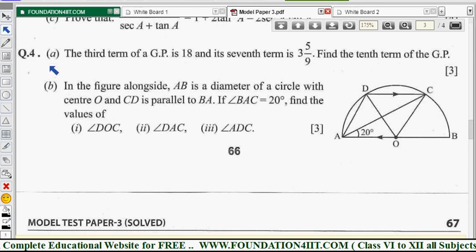So now in question number 4, the first one is from progressions, some geometric progressions. The third term of GP is 18 and its seventh term is 35 by 9. Okay, these two equations are given. Find the 10th term of the GP. So A10, we need to find out. So let us take the given data and find out the 10th term.